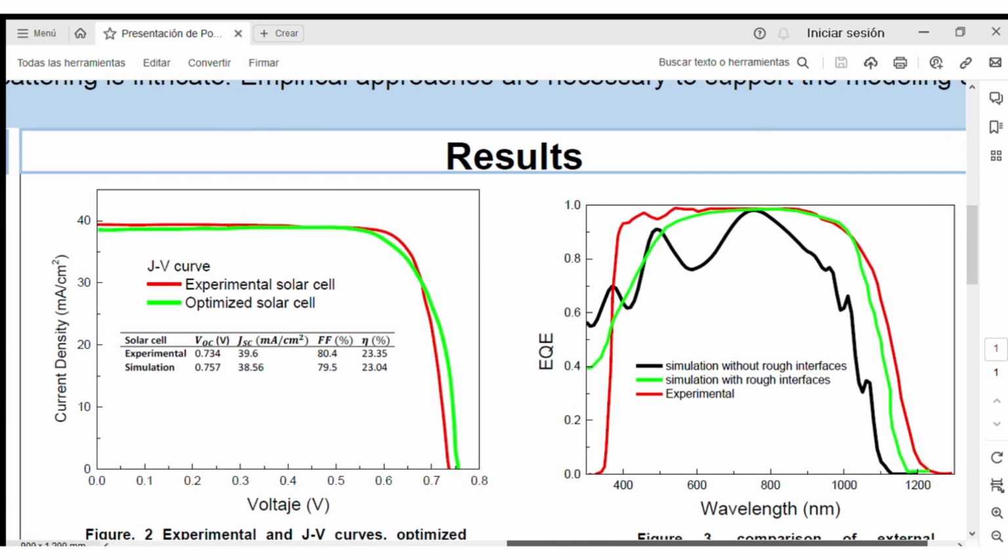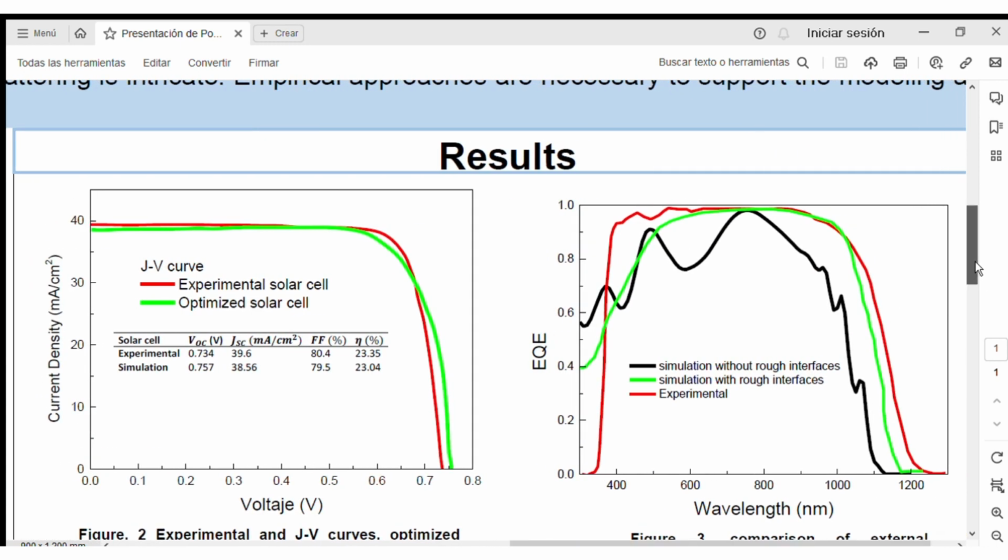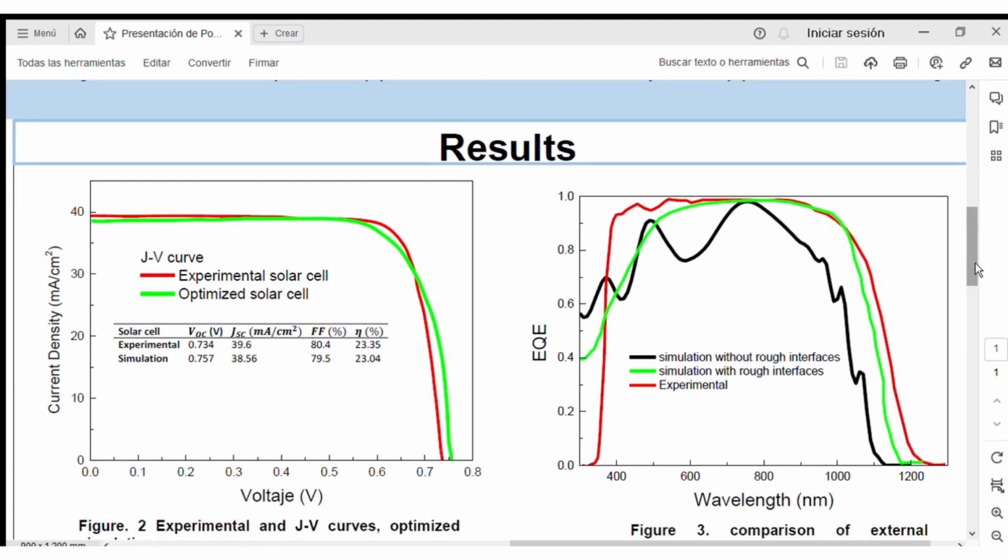In the second figure you can see the comparison of the JV curves. The red curve represents the experimental study with an efficiency of 23.4%. This work was taken from the literature to validate our theoretical model. This model, with the green curve in the figure, was optimized to match the values of short-circuit voltage, current density, fill factor and efficiency. You can see the comparison of electrical parameters in the table within the figure.